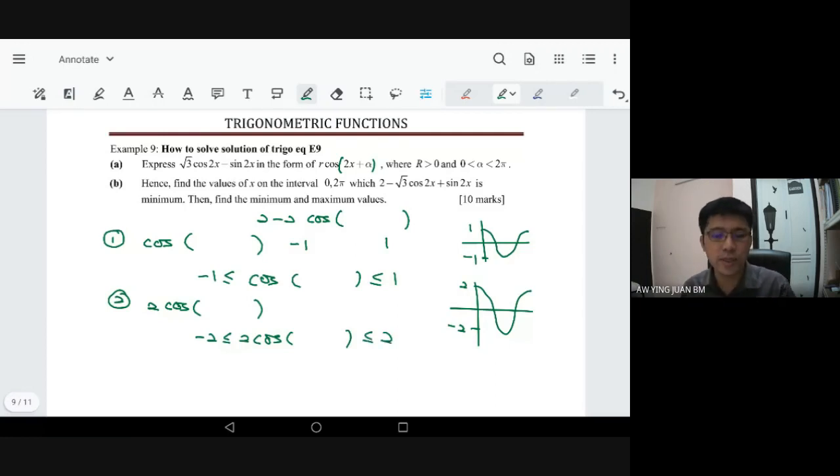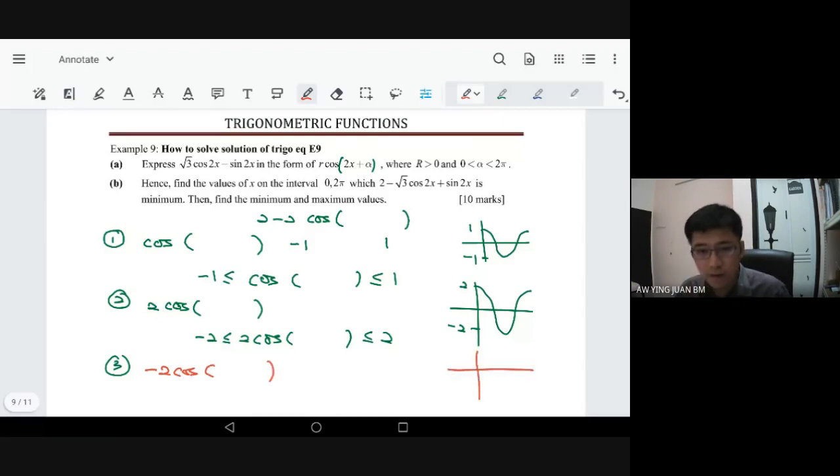Okay, that is a situation. Next, number 3. Number 3 is you multiply with the negative. Okay, you multiply with the negative. So that means the whole graph will become something like this. So here we have 2, here we have negative 2.